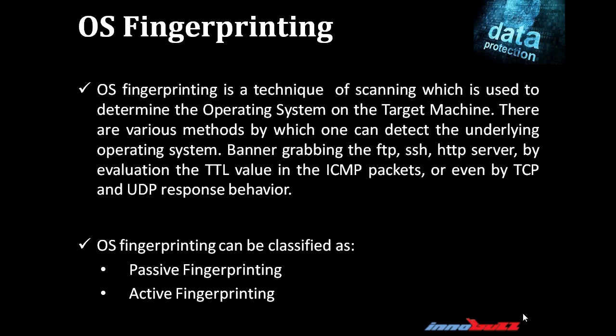What is operating system fingerprinting? Operating system fingerprinting is a technique of scanning which is used to determine the operating system on the target machine. There are various methods by which one can detect the underlying operating system: banner grabbing the FTP, SSH, HTTP servers, evaluating the TTL value of the ICMP packets, or even TCP and UDP response behavior. Operating system fingerprinting can be classified as passive and active fingerprinting.